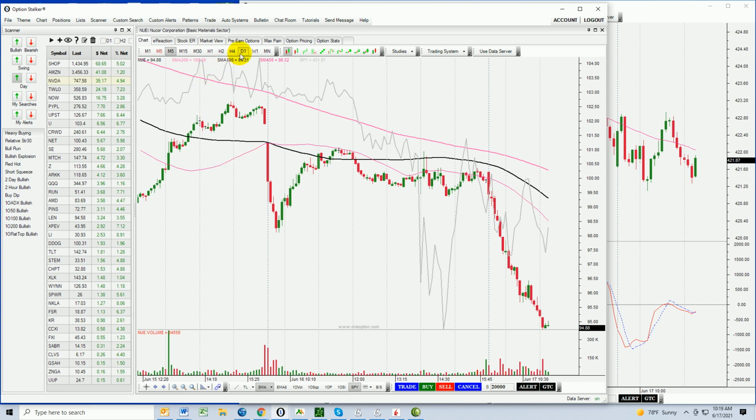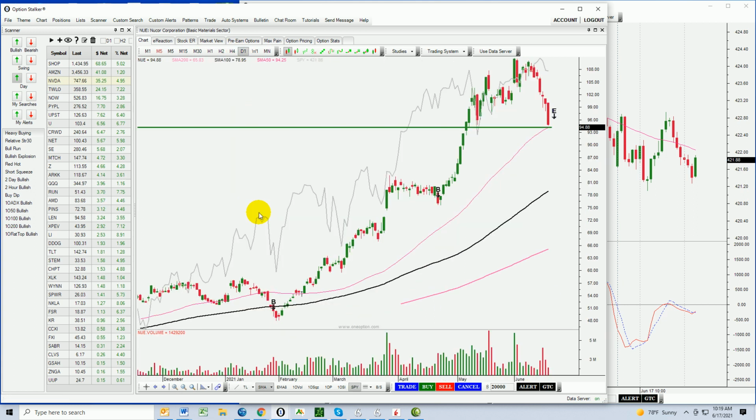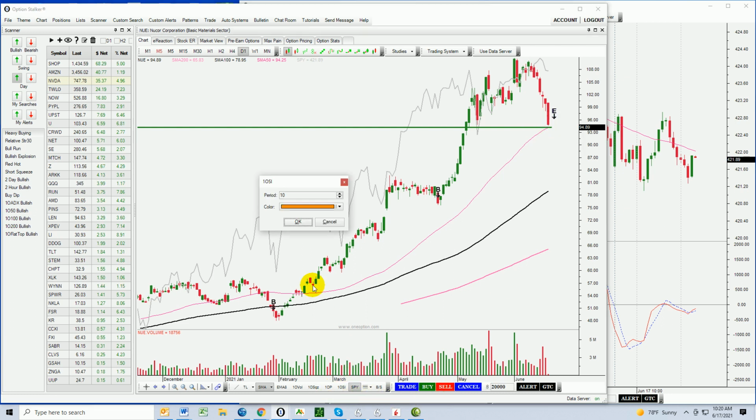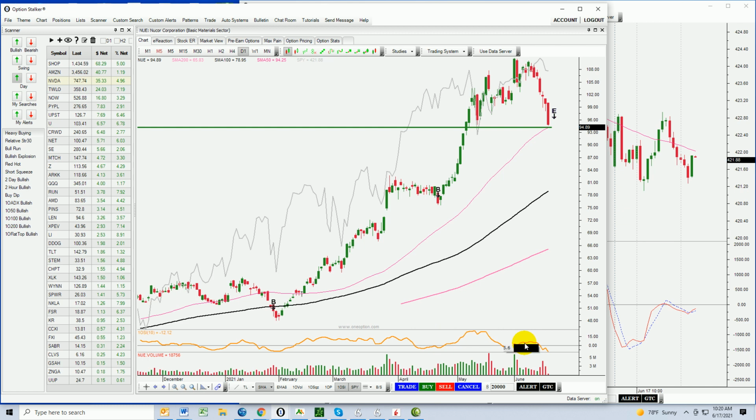Let's take a look at that daily chart. Do I like it on a swing basis? Yeah, I like it on a swing basis. You can see how this upward sloping trend line here has been breached and how the stock has been weak on a daily basis. Orange line below zero. Yes, I definitely like that decline right there. Let's take a look at another one.